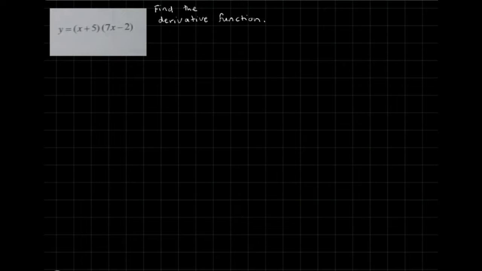Okay, find the derivative function. If we look at this function, y is equal to x plus 5 times 7x minus 2. In this case, we have to use the product rule. So using the product rule, the derivative function dy over dx is equal to the derivative of the left-hand factor, the derivative of x plus 5 times 7x minus 2, plus the derivative of the right-hand factor, 7x minus 2 times x plus 5.